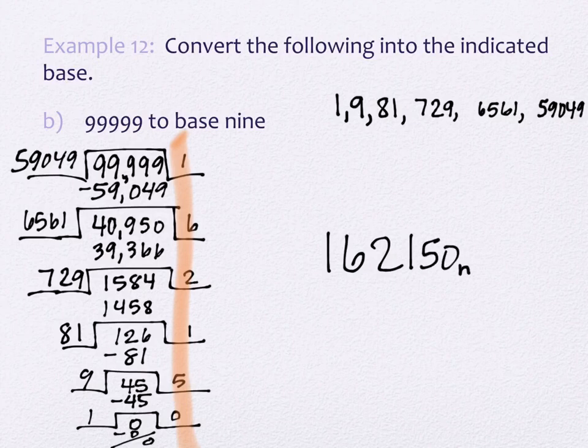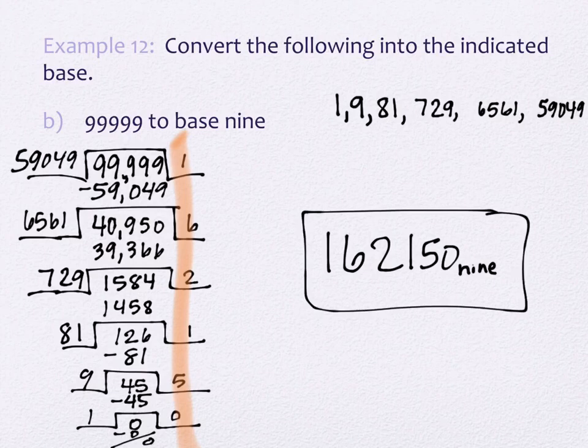162,150, base 9. And again, notice, how many digits does that base 9 number have? 6. And how many digits did our base 10 number have? 5. So it's a good visual check at the end, just to make sure that you didn't inadvertently use multiplication when you should have used division, or vice versa.